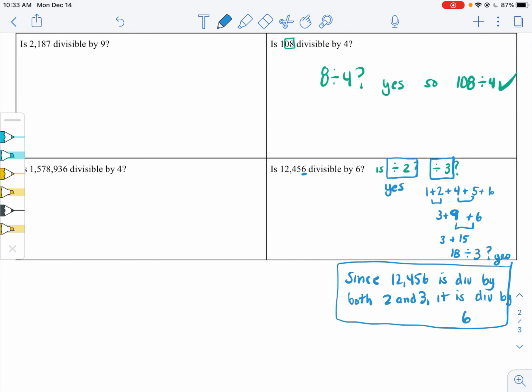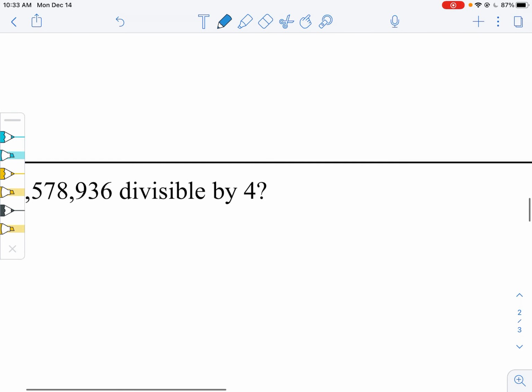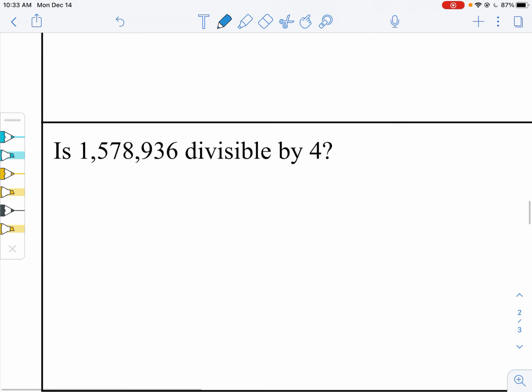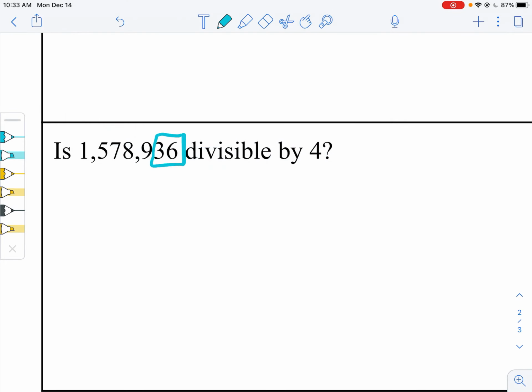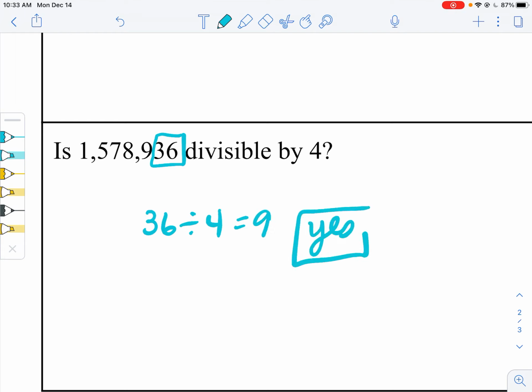The last one I want to do is right here. Is 1,578,936 divisible by 4? I used this big number on purpose because nobody wants to long divide by 4 here. Our rule tells us that if the last two digits are divisible by 4, then the whole number is divisible by 4. And 36 divided by 4 is 9. So yes, it is divisible by 4.